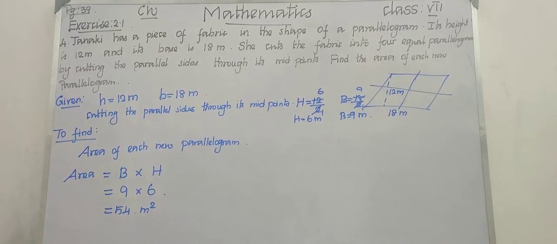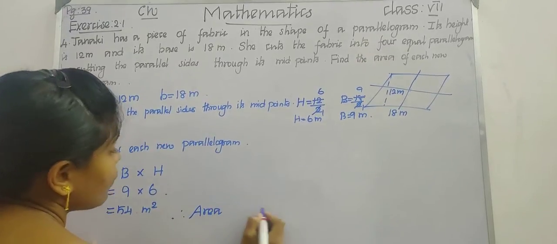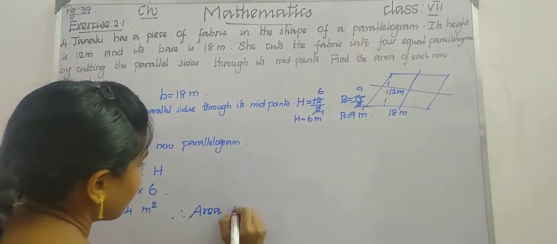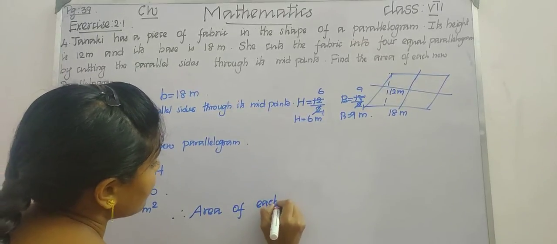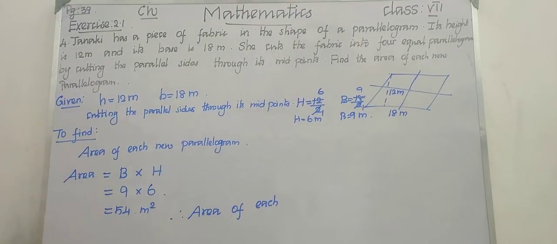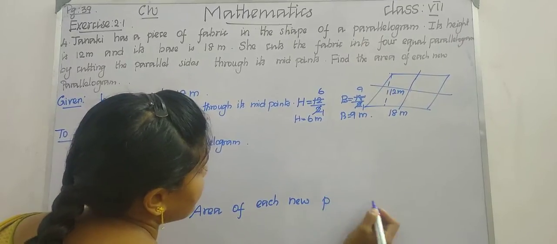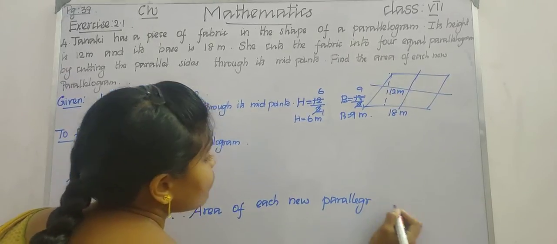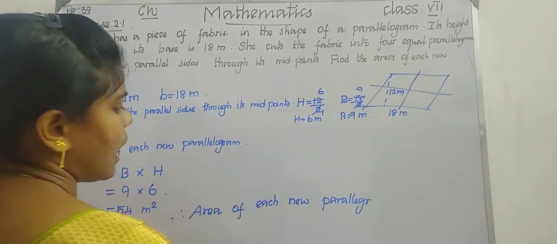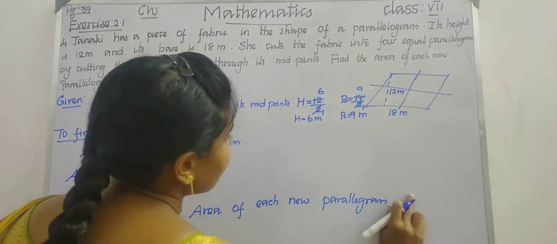Okay, children, copy this in your classwork notebook. Pause the video and write. First of all, what is given? Janaki has a parallelogram fabric. She needs to cut the fabric into 4 equal parallelograms. So how will you find the area of each new parallelogram? We need to find the new base and new height by using the given base and height.